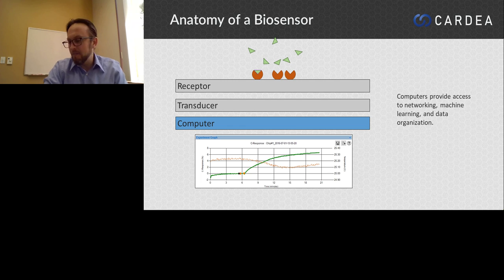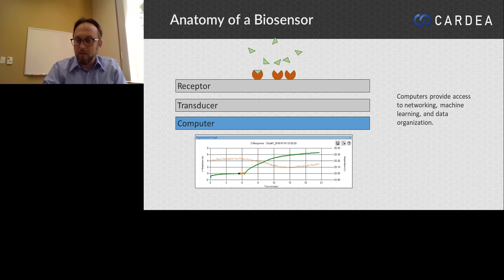The last part is the computer, and this is what provides access to the rest of the world, to your biosensor. And theoretically, every biosensor today can make use of powerful computational tools, but the reality is that that's not how everything works. And some biosensor technologies fit better with computational tools than others.